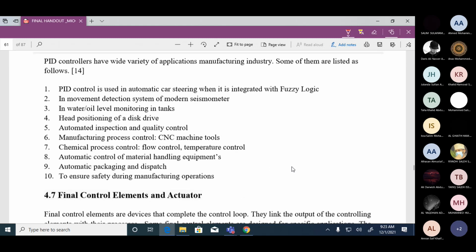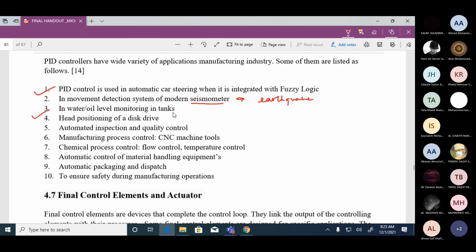And these are some of the industries in which they are used. PID controller, automatic car steering. This was started with Honda. Honda started first and now all cars have it. Then the second example is the motion detector of a seismometer. You know what a seismometer is? It is used to check earthquakes. So whatever I'm ticking are the more important applications.